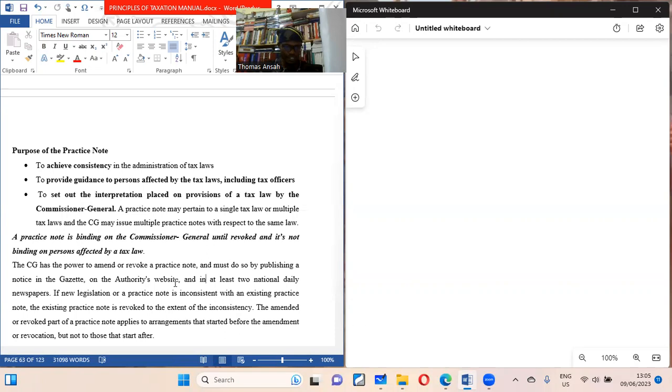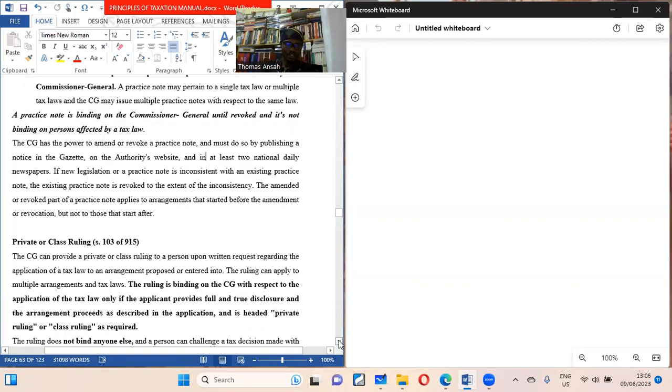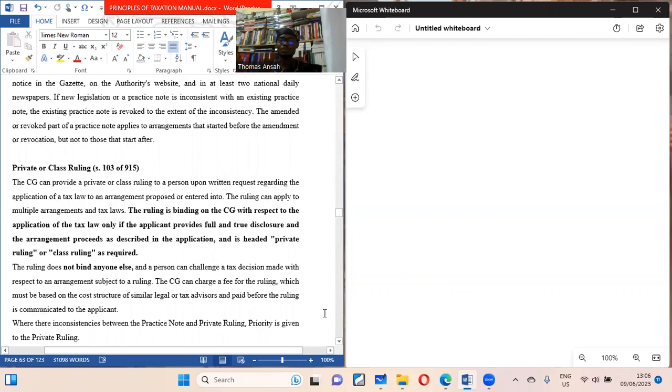So that is that. Okay, so the amended or the revoked part of the practice note applies to arrangements that started before the amendment or the revocation, but not those after it. All right, take note of that. Now, the same way the Commissioner General will issue a practice note, he can issue a private or a class ruling. What is that?